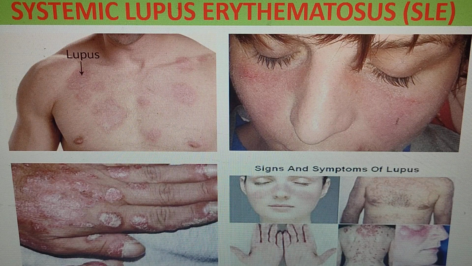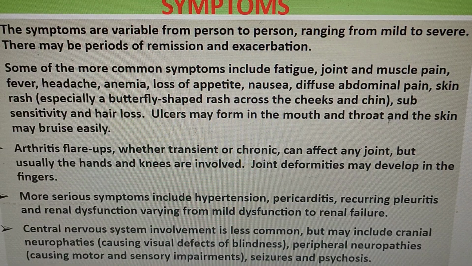So in this picture, guys, you can see a person with lupus. This is how it looks. Symptoms vary from person to person, ranging from mild to severe. There may be periods of remission and exacerbation. So with the symptoms, just take a look at this or read this. Read all of the symptoms here.